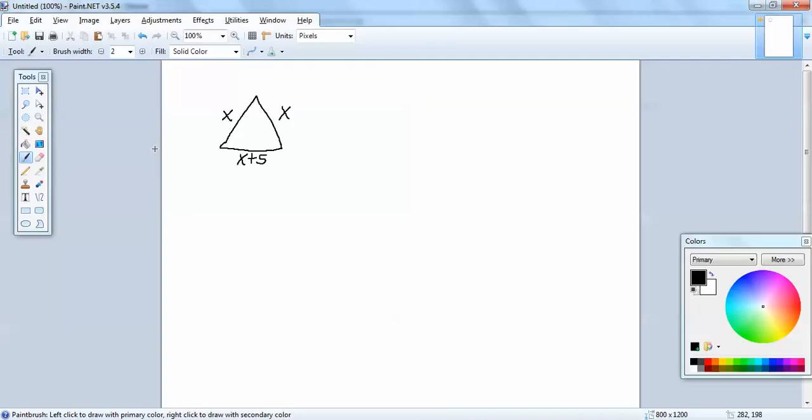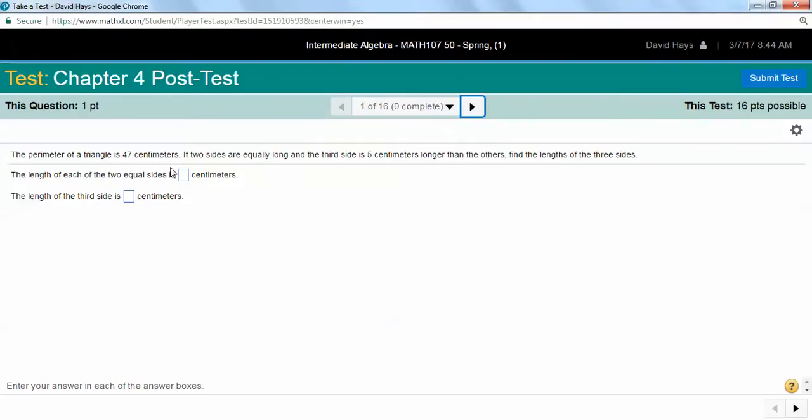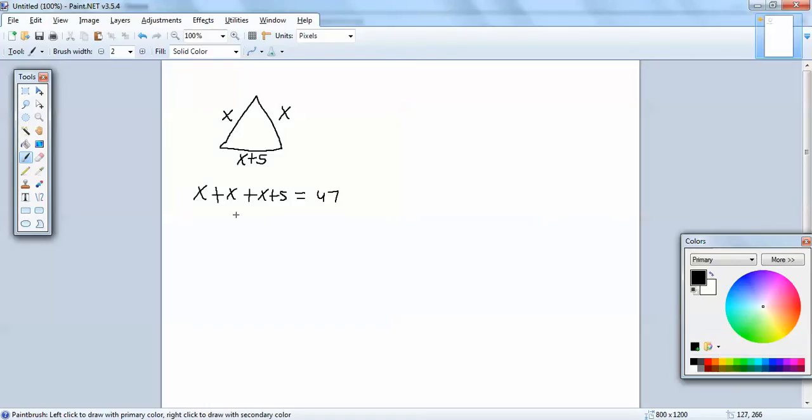Perimeter is 47, which means if I add x plus x plus x plus 5, perimeter is the distance around, that should equal 47. So I got 3x plus 5 equals 47. Take 5 over. We got 47 minus 5, which gives us 42. And then we divide both sides by 3, and we get x is equal to 14.